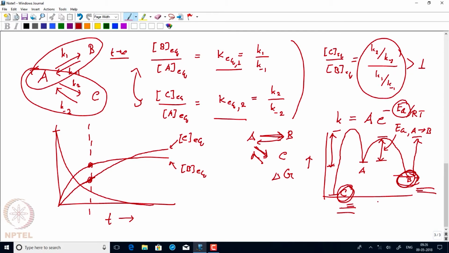Also, a point to note here is that if you see it carefully, for the reverse reactions B to A and C to A, the way I have drawn it, since C is much more stable, it is lying much below B in the energy level diagram, on the energy scale. Which means the reverse reaction activation energy from C to A is much higher. So the rate for C to A will be much smaller, which means this k minus 2 will be very small. So which makes this overall ratio much more than 1, so that C at equilibrium is greater than B at equilibrium.